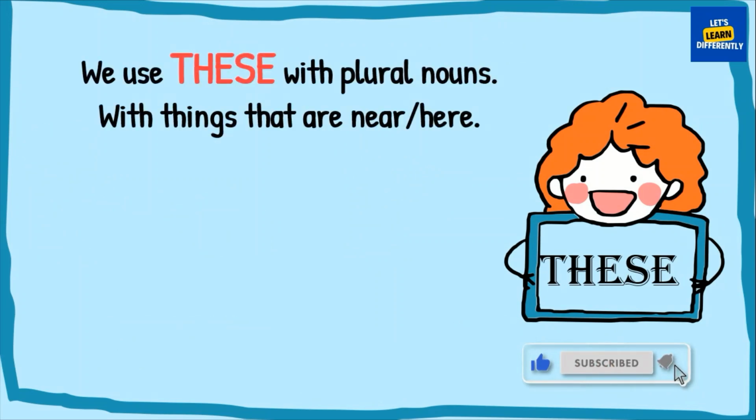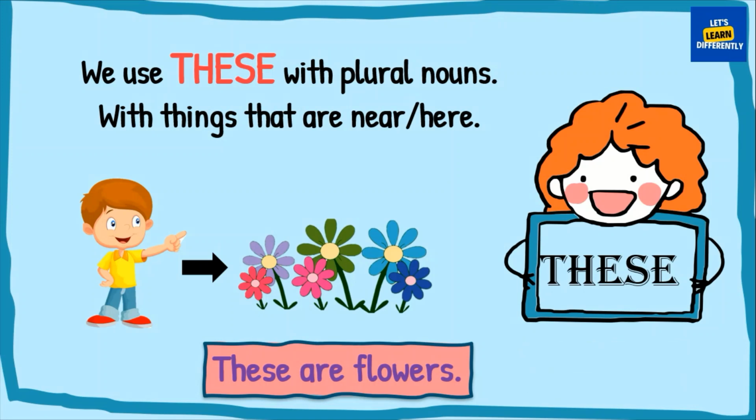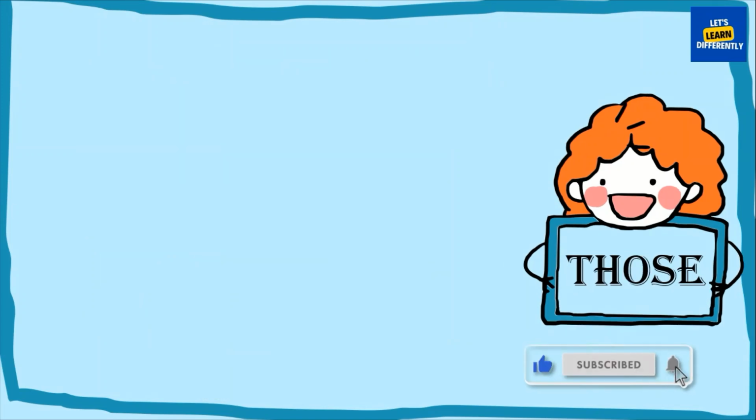These. We use these with plural nouns, with things that are near and here. These are flowers. You can see in the picture, the flowers are near to the speaker. So he will say, these are flowers.